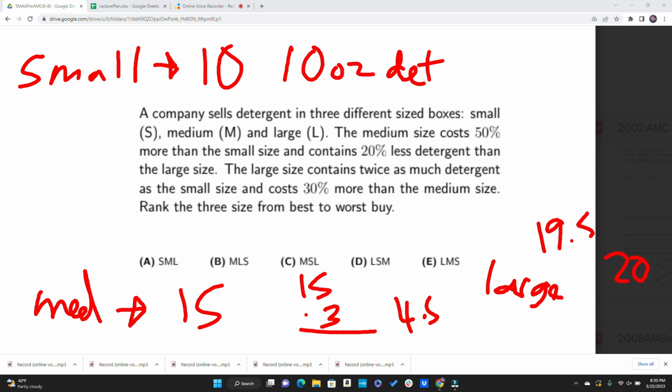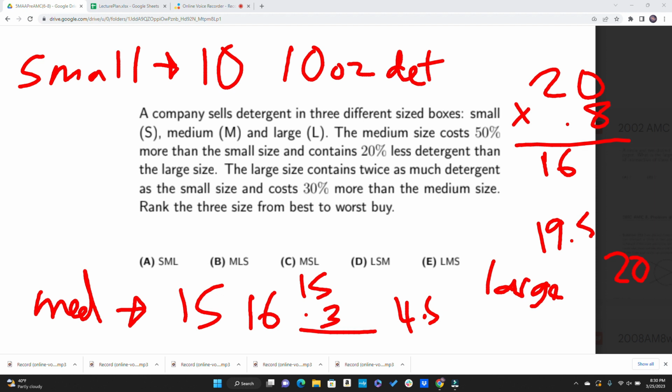Okay. And now we can go back to the medium. It has 20% less detergent than the large size. So the large size has 20 ounces of detergent. We're going to do 20 times 0.8, right? Because we've got 20% less. So it's going to have 0.8. That is 16 ounces of detergent. So $15 and has 16 ounces of detergent. Okay.